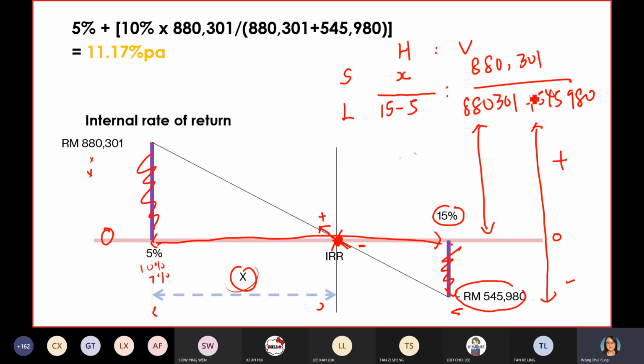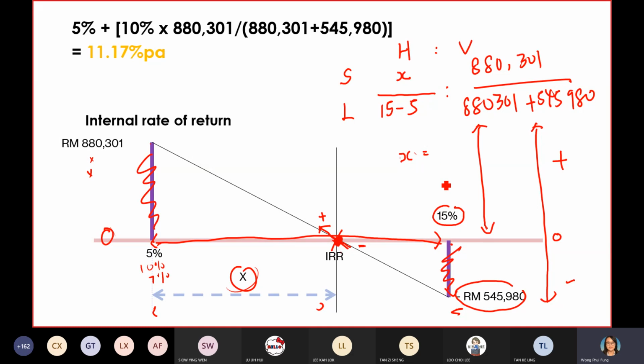So here you don't put negative. Negative just indicates the location, whether they are surplus or deficit. So here you don't put negative. Negative just indicates the location. It's not the figure. Okay, so this one only I teach, right? You can get the figure, right?